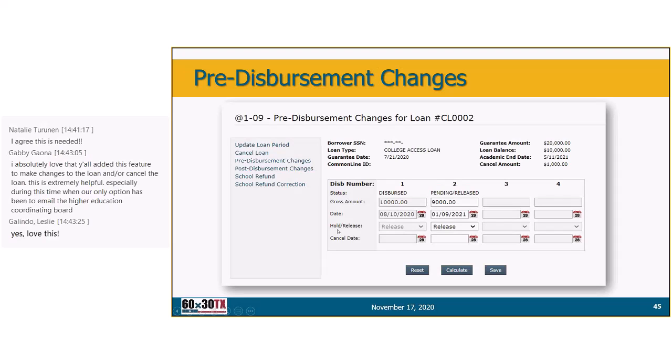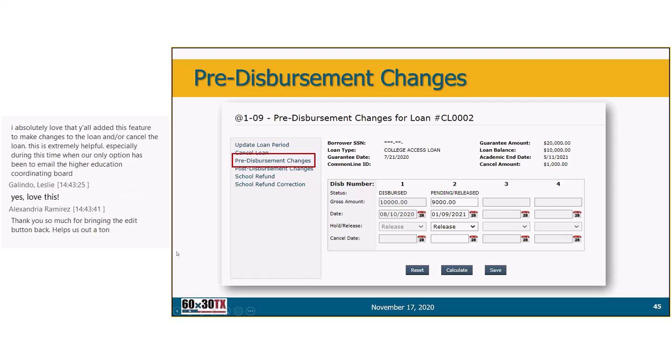Okay, pre-disbursement changes. Again, on this left-hand side, there's a pre-disbursement changes link. When you open that up, you're going to be able to see whether or not the disbursements have been paid or whether they're still pending. And you'll also be able to see the dates in which they're scheduled, whether they're hold or release. So this screen gives you a lot of different information.